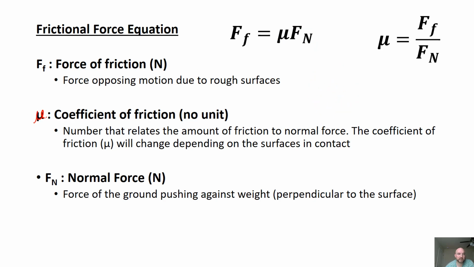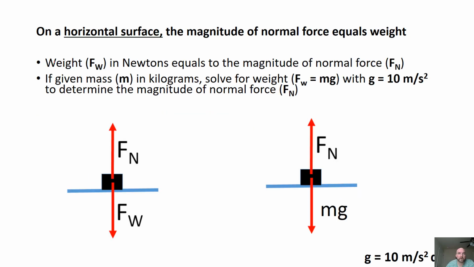And this symbol is called mu. It's like a little Greek letter mu, and that's what we're going to use there. Students will often mess it up because it's such a long word for such a little variable: coefficient of friction. So on a horizontal surface, the magnitude of normal force equals its weight.